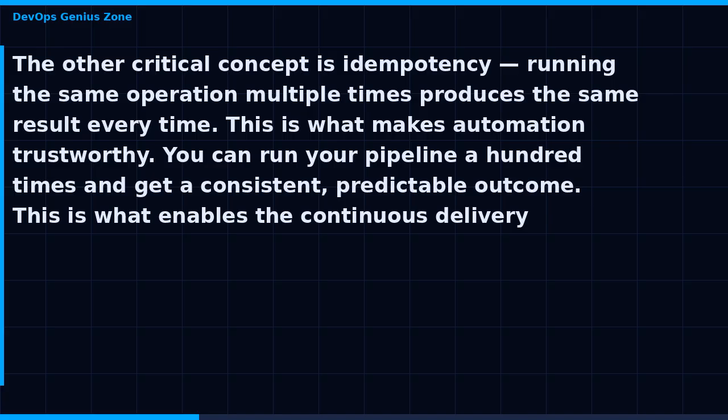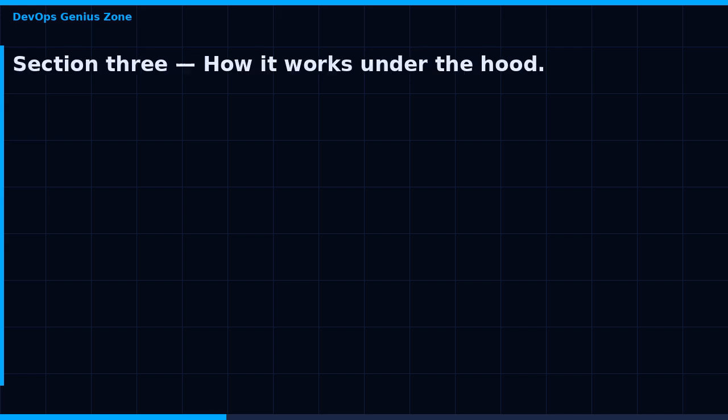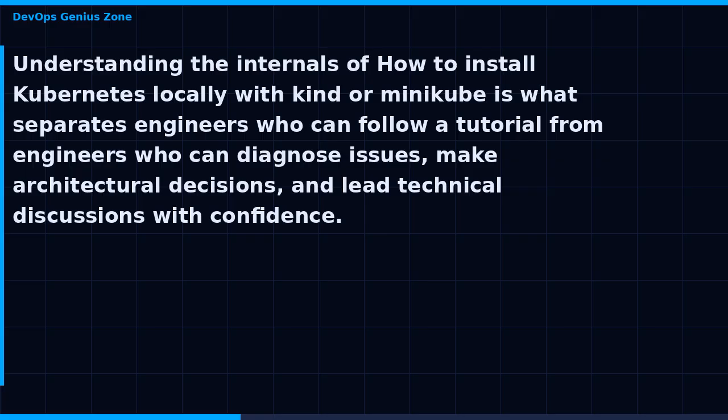Section 3: How it works under the hood. Understanding the internals of how to install Kubernetes locally with Kind or Minikube is what separates engineers who can follow a tutorial from engineers who can diagnose issues, make architectural decisions, and lead technical discussions with confidence. When you interact with how to install Kubernetes locally with Kind or Minikube, there is a control layer that receives your instructions, validates them, computes the difference between the current state and your desired state, and then executes the operations needed to close that gap.